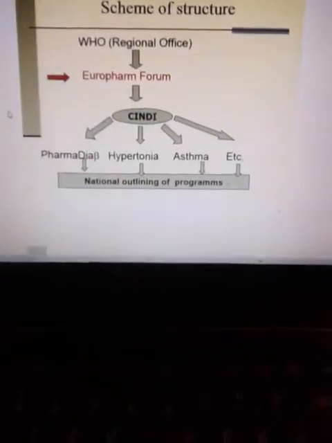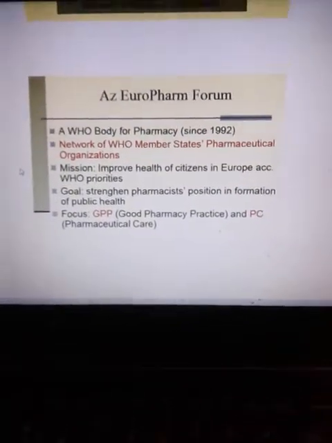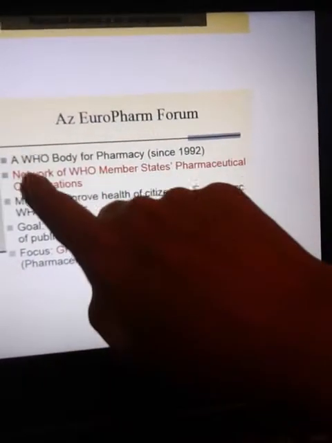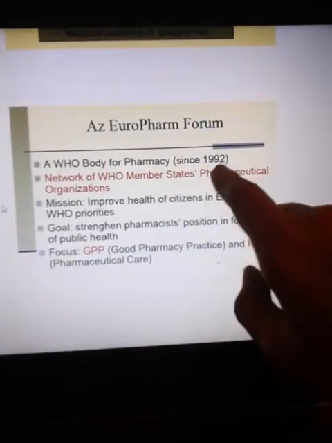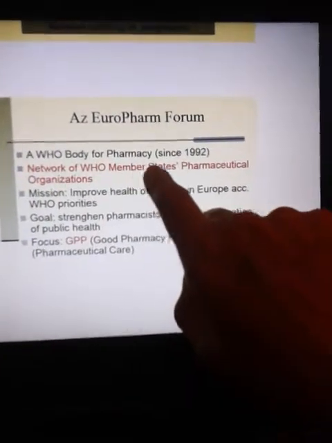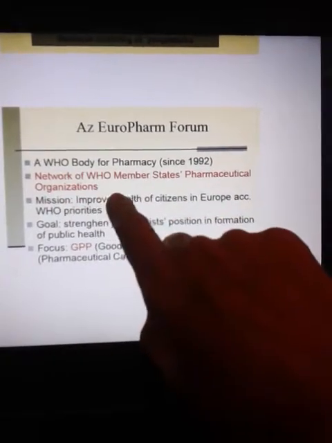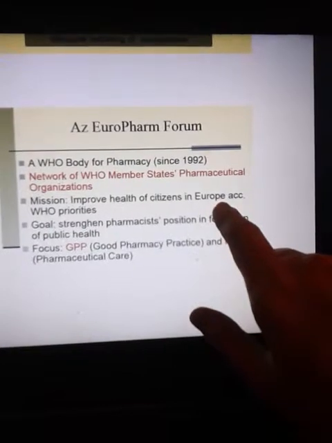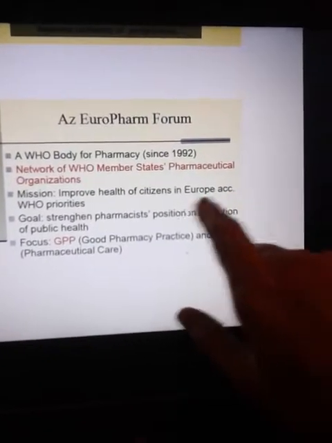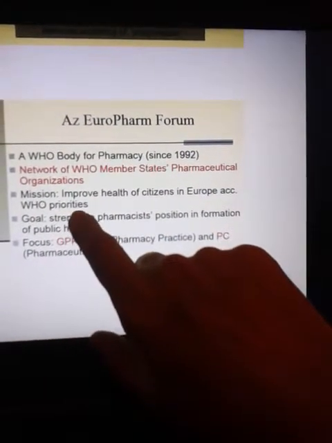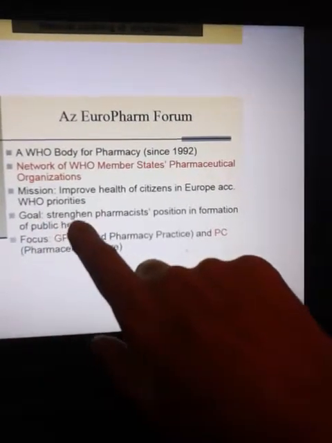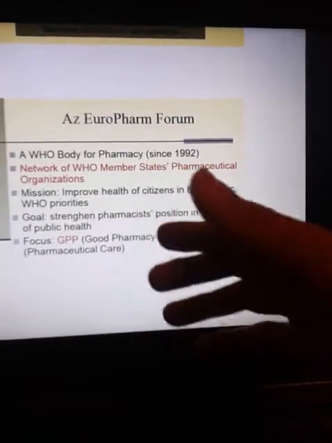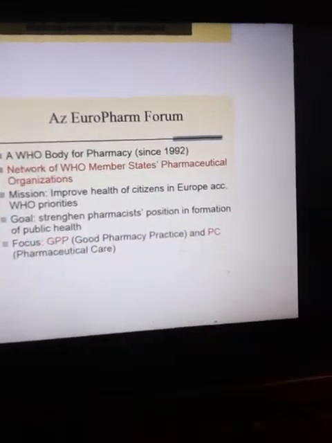حالا این یوروفارم فروم چیه؟ From A to Z Eurofarm Forum, a WHO body of pharmacy since 1992, network of WHO member state pharmaceutical organization. Mission هدفشون چیه؟ Improve health of citizens in the Europe. Priority. Goal: strengthen pharmacies یا strengthen the pharmacist position in public health.